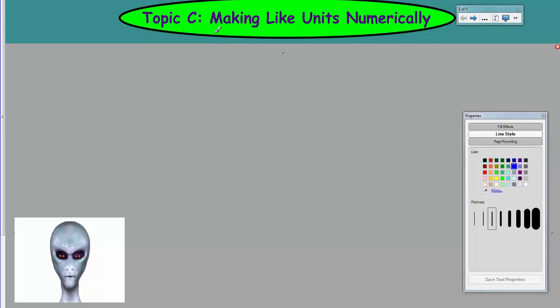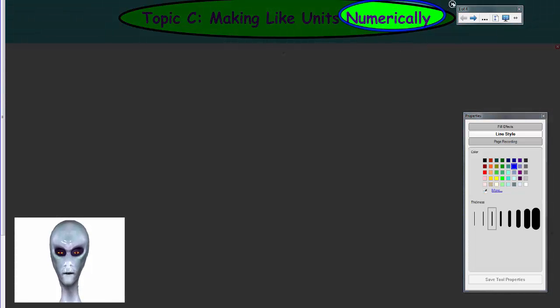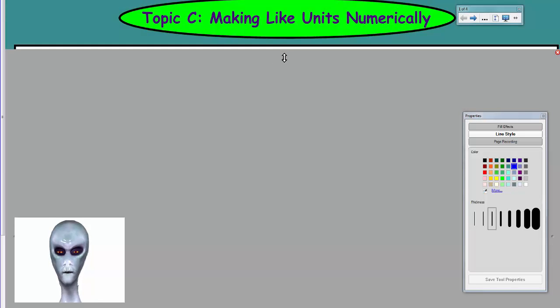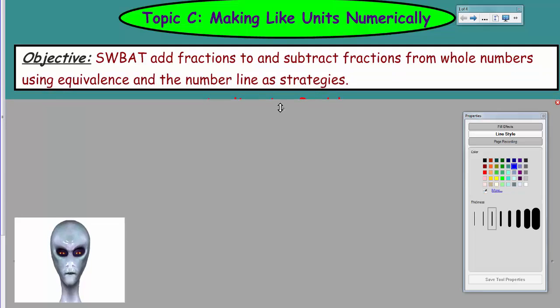Making like units numerically. And numerically is just a word that basically means number, right? So we're going to be doing something with a number line today. Okay, bring this down.